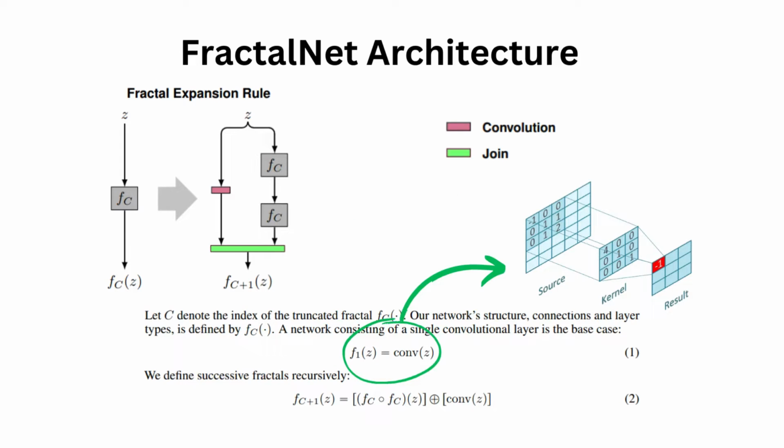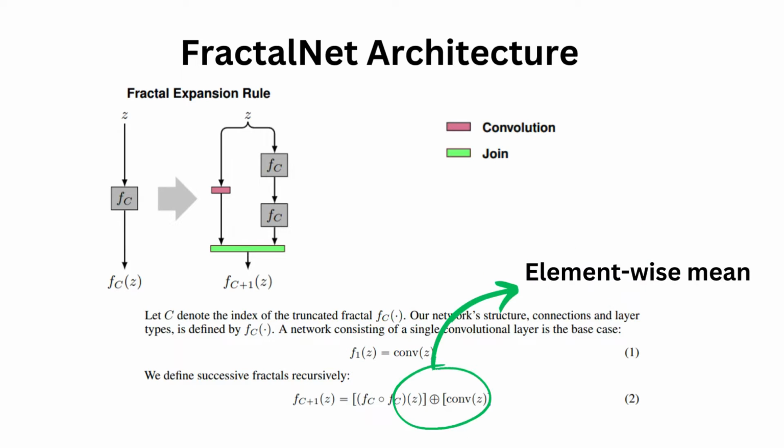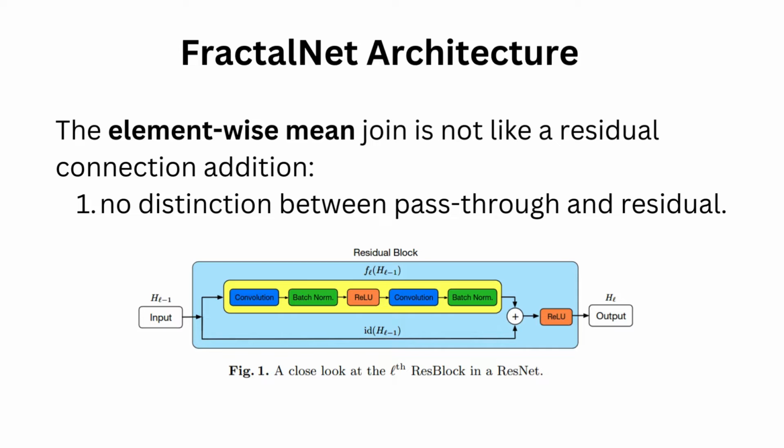The convolution is pretty straightforward. In FractalNet, we use mainly 3x3 convolutions. We also use a 1x1 convolution for some of the results, but for the most part it's 3x3. The join operation is an element-wise mean between n paths. At first glance, this looks a bit like the residual addition operation. However, the element-wise mean is different from the residual addition operation, pictured here at the bottom.